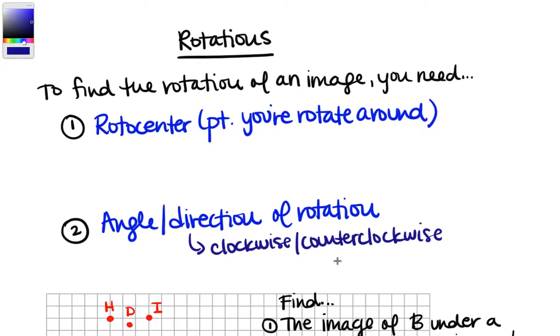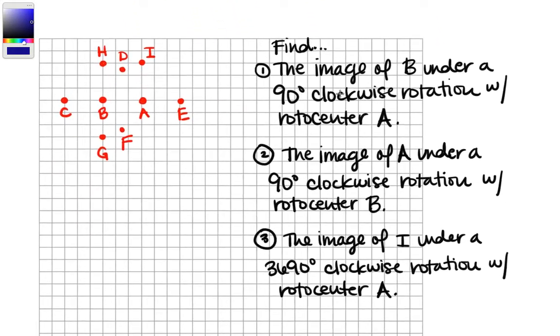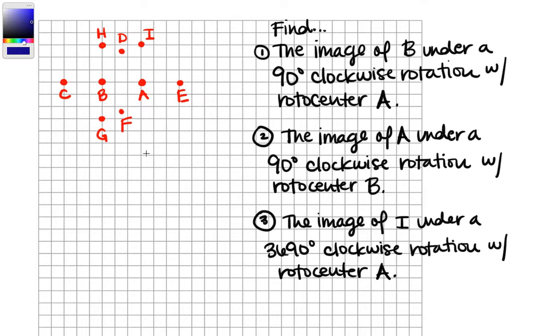And let's go ahead and dive right into an example. Okay, so we've got a bunch of points over here, and we want to find three different things. So we want to find the image of B under a 90-degree clockwise rotation with rotocenter A. Okay, so we've got the point B here. We're rotating around A, and we're going to take this B and rotate 90 degrees clockwise. And when we do that, the distance between the rotocenter and our point stays the same. So we were 3 units away out to the left. When we rotate over, we're going to be 3 units up, and that ends up right at I.